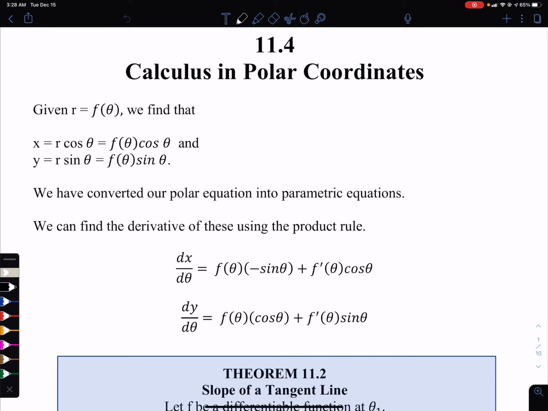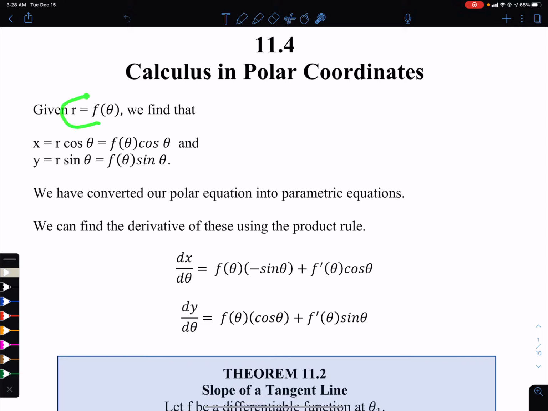Section 11.4, Calculus in Polar Coordinates. So we learned we can convert polar to rectangular. And so just a little bit of review.